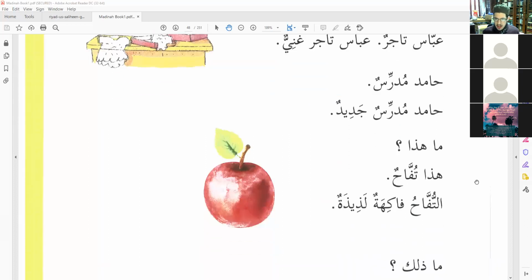Sister Masarrat, could you please, with Sister Semen, do the example with the apple? So Sister Masarrat, do the first line, the second line, Sister Semen.